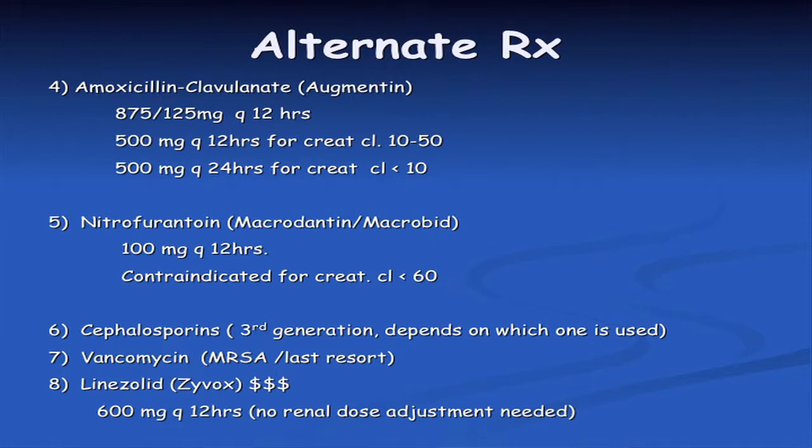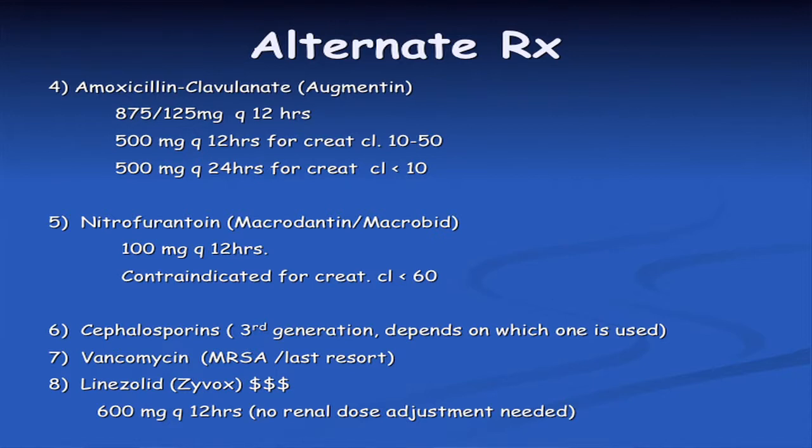Macrodantin, I don't think I ever gave it to any of my nursing home patients. The dose is 100 milligrams every 12 hours, but it's contraindicated for a creatinine clearance of less than 60, and it could build up toxic metabolites. So, like I said, maybe a few of the young ones that are there, but otherwise I don't use it. Then there's the cephalosporins, and it's mostly the third generation.